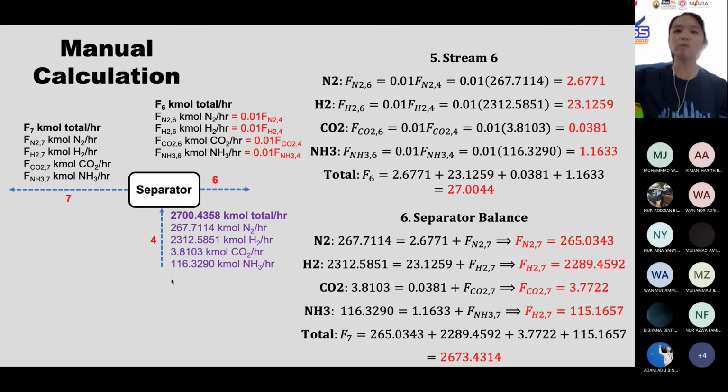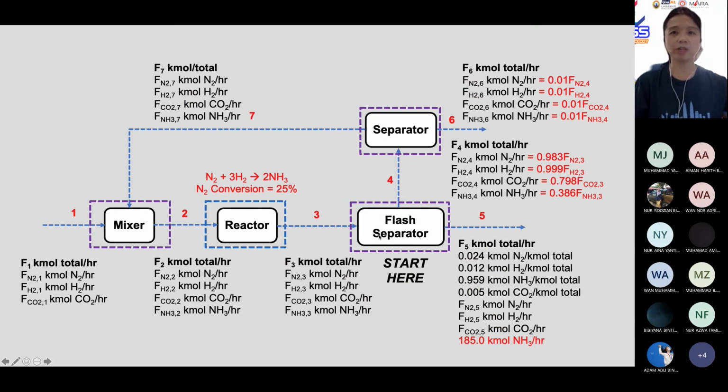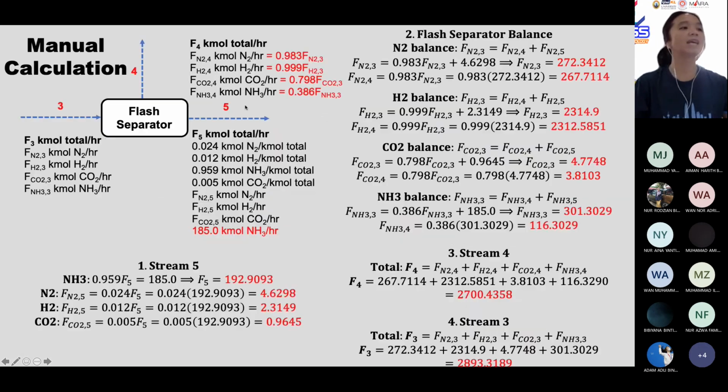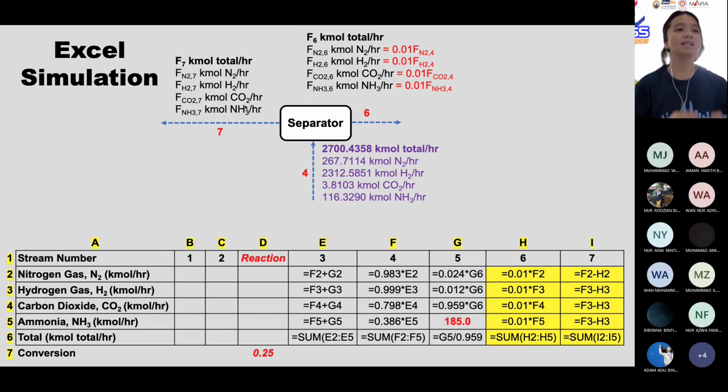Okay, so in my case here, saya dah solve, saya tunjuk keseluruhan. I already solve flash separator. I already solve untuk stream 3, 4 and 5. Okay, then what I go, I solve stream 4, 7, 6. Means saya dah selesai 4, saya selesaikan pula 6 dengan 7. Okay, so I solve it again. Again, separator is non-reactive. So it's a non-reactive balance lah. Benda yang sama tapi kira balik manually. So again, lepas saya dah solve manually, using the same formula, saya masuk dalam Excel.